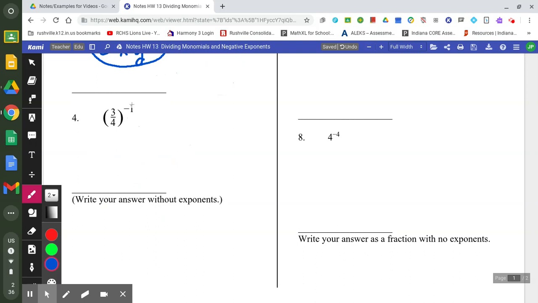So when we have a negative exponent, we are actually going to flip over the problem and make the exponent positive. So I'm going to take that fraction and flip it over. So now it is 4 over 3 to the positive 1, which is still 4 over 3.